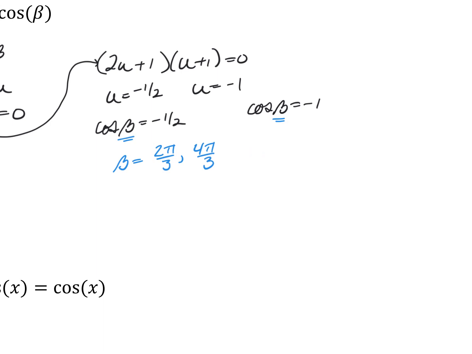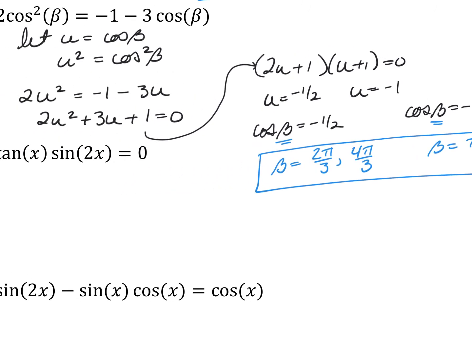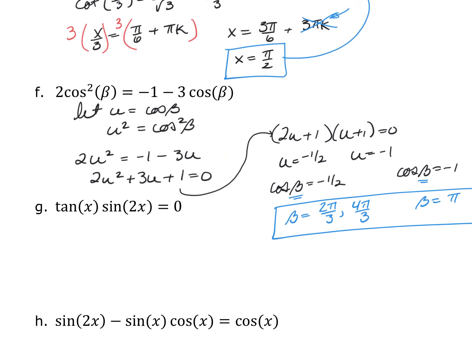Now, when cosine beta is equal to -1, this only happens when I'm at pi, and that's it. So I end up with 3 solutions. And I approach this as if it was a quadratic. And I was able to approach this as a quadratic because I have the same angles. If that was beta and 2 beta, I would not be able to do that. But because it is just beta, I can treat it as a quadratic.